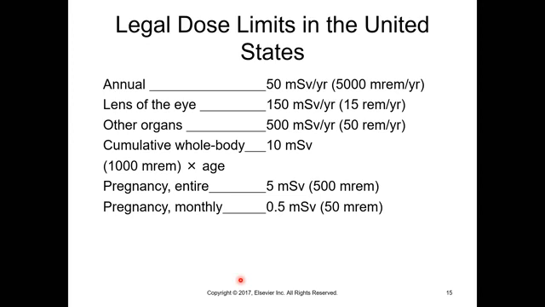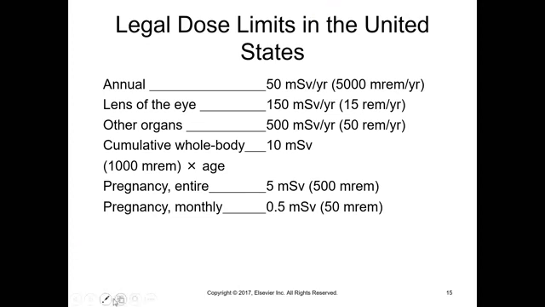Pregnancy for the entire pregnancy, meaning from the time you find out you're pregnant or the time that the baby is conceived to the time you deliver, is only 5 millisievert or 500 millirem. And monthly for pregnancy, it's 0.5 millisievert or 50 millirem.